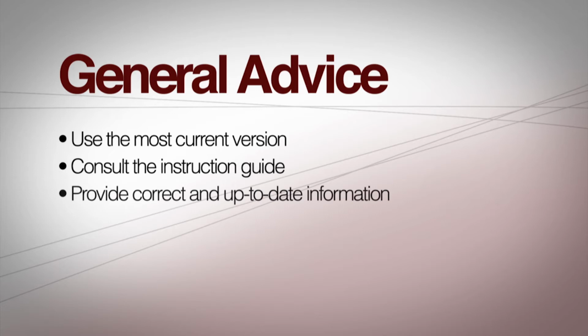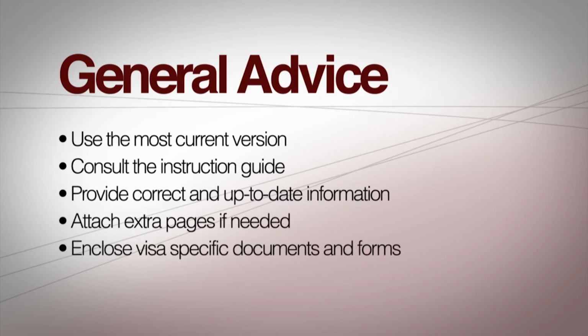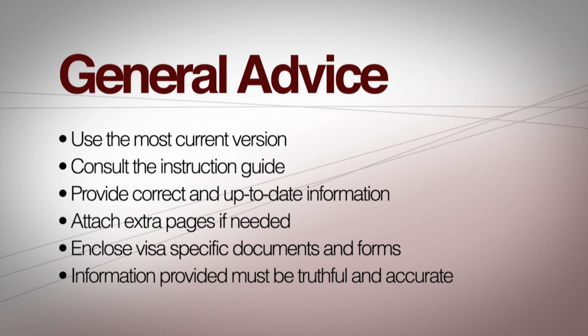Always provide correct and up-to-date personal information. Do not leave any information out because there is not enough space on the form. Attach extra pages if needed. Check Appendix A of the instruction guide for visa-specific documents and forms. And make sure that all the information provided is truthful and accurate. Otherwise, it could lead to the case being rejected because of misrepresentation. Let's look at how to fill out each form completely and correctly.